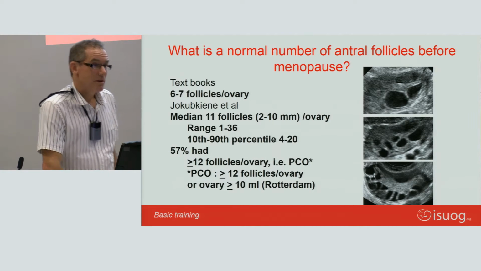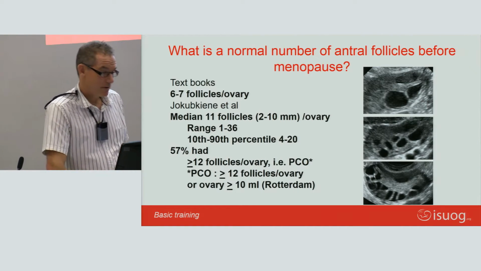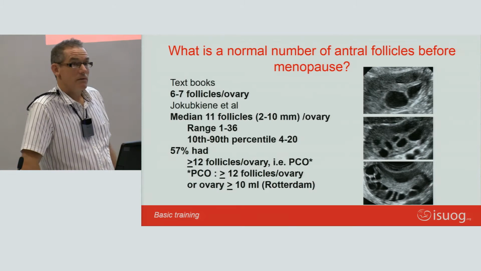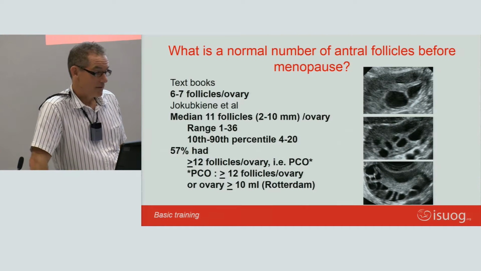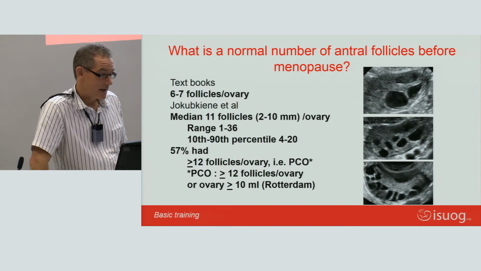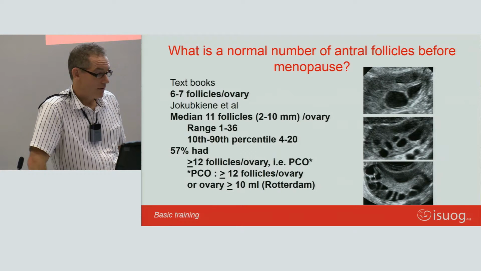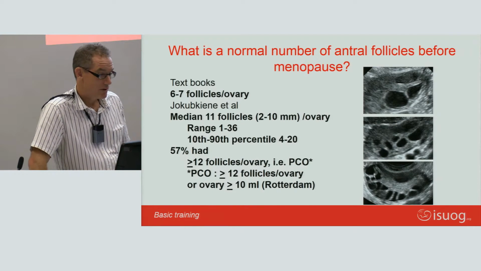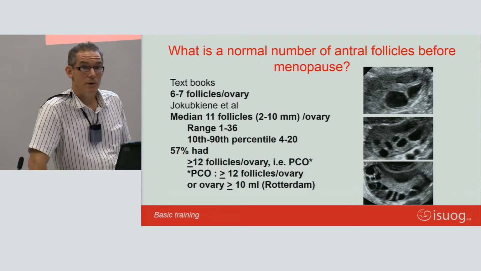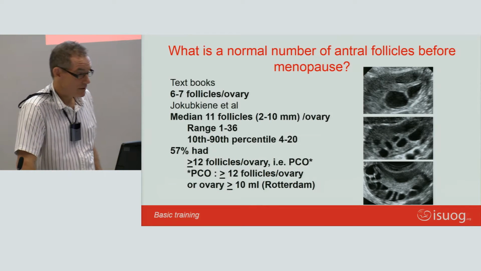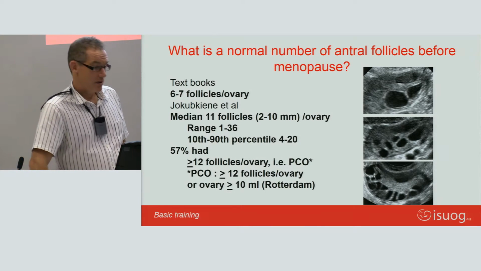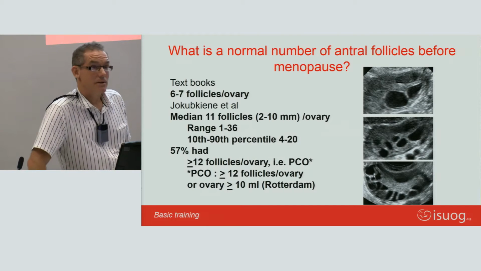And likewise, what's the normal number of antral follicles? Once again, there's a huge variation. If you look at the textbooks, they say 6 to 7 follicles per ovary. In this study, they had a median of 11, with a range of 1 to 36. The 10th centile in the study showed anything from 4 to 20 millimeters.